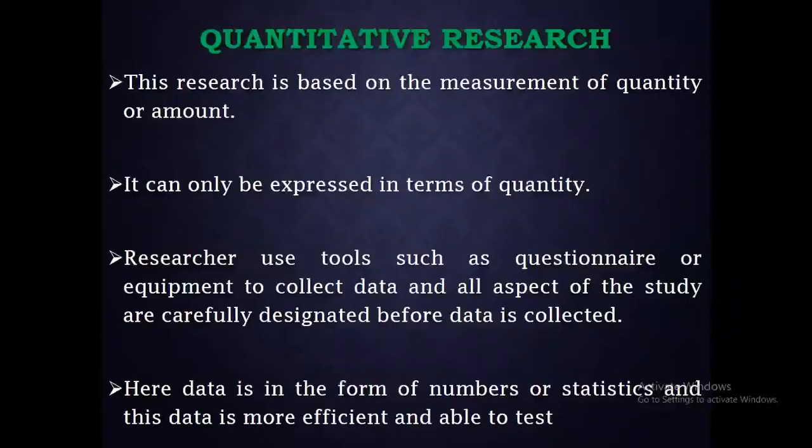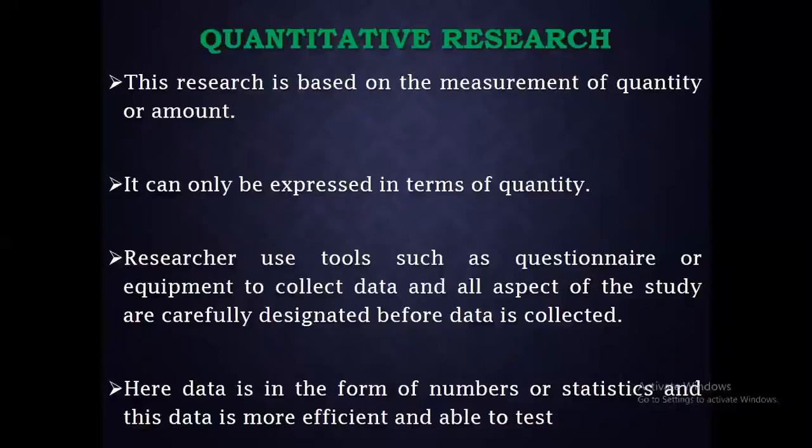Quantitative research is basically research based on the measurement of quantity or amount. It means if you are able to measure something, that is considered quantitative research. If you are getting a particular numerical value, that will be considered quantitative research. It can also be defined as a systematic, empirical investigation of a phenomenon by statistical, mathematical, or even computational techniques. It means that by using different techniques, if you are getting a statistical value, that will be considered quantitative research.